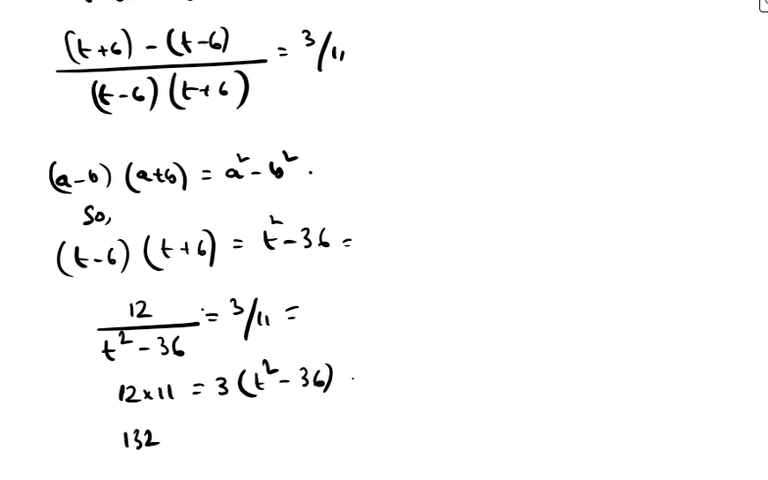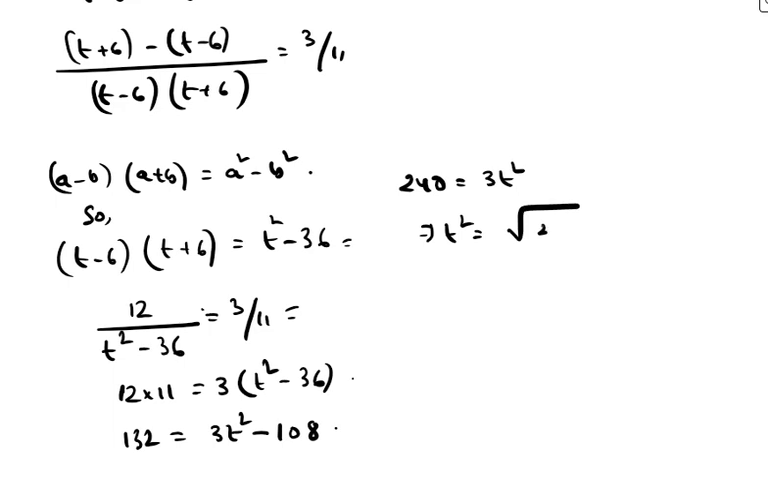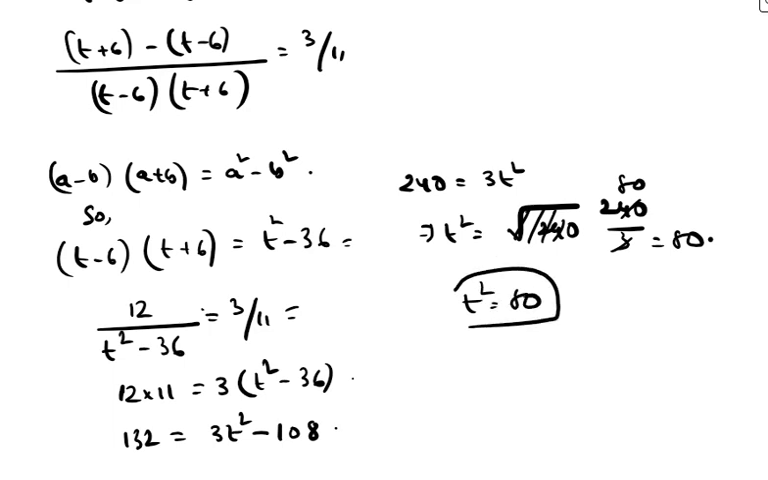So 132 = 3t² − 108. Add 108 to both sides. You will get 240 = 3t², or t² is equal to what? Sorry, t² = 240/3. Extremely sorry. You will get 80. So t² = 80.